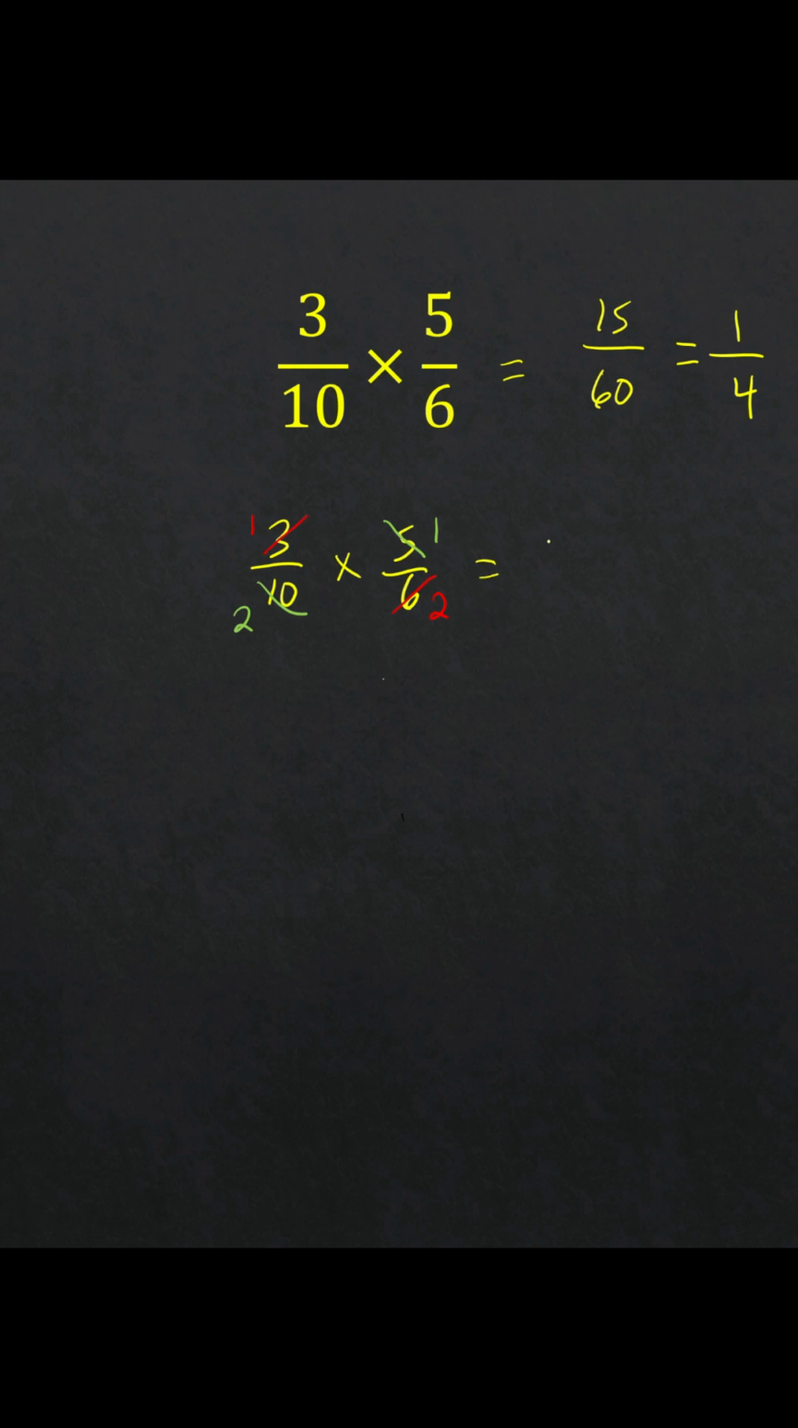Now when we multiply across, we're going to get 1 times 1 and 2 times 2, which is 1/4, which we did get the same thing there. So sometimes it's easier to go ahead and do some of the simplification before you multiply because it makes the numbers smaller that you're working with.